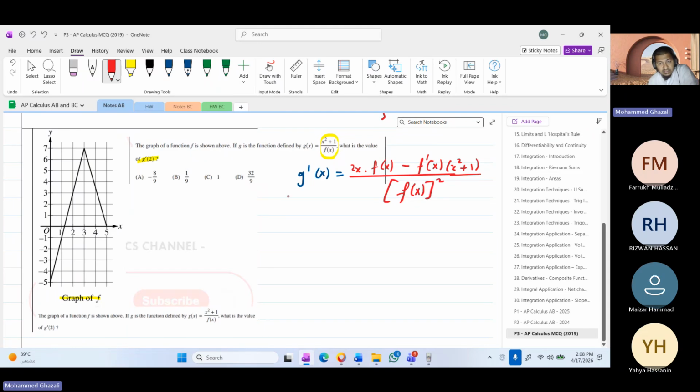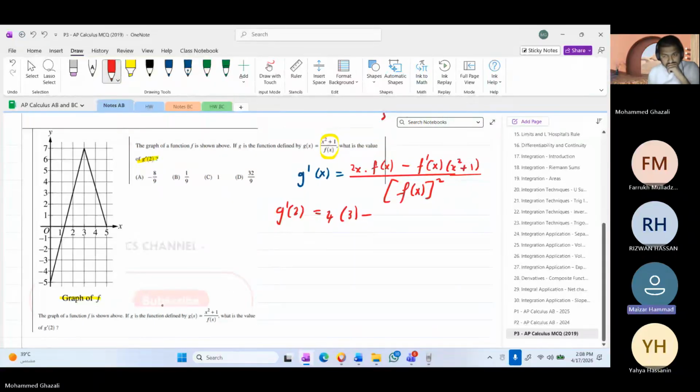Now, what do we want to find? We want to find g prime 2. So substitute 2 everywhere. So 2 times 2 is 4 times f of 2. I'm just going to ask you what is f of 2. I'm not going to really substitute it. F of 2 is 3. Subtract. What is f prime 2?